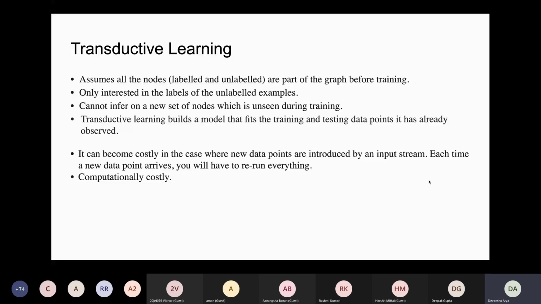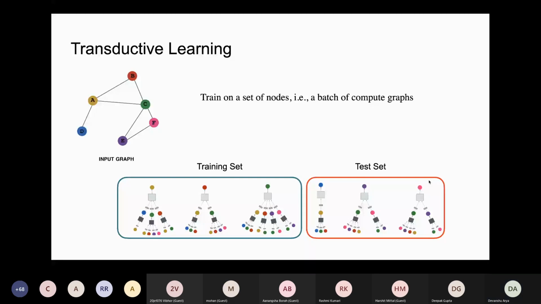So transductive learning builds a model that fits the training and testing data points it has already observed. Just a brief overview of what I said about transductive learning. So you have these 6 nodes, and you want to do some prediction on these nodes. Maybe node classification, link prediction, or whatever. All the three tasks that I talked about. But the concept is that all these 6 nodes have to be present during the training set, so that you can perform message passing on these 6 nodes, and then in the end you can do inference.